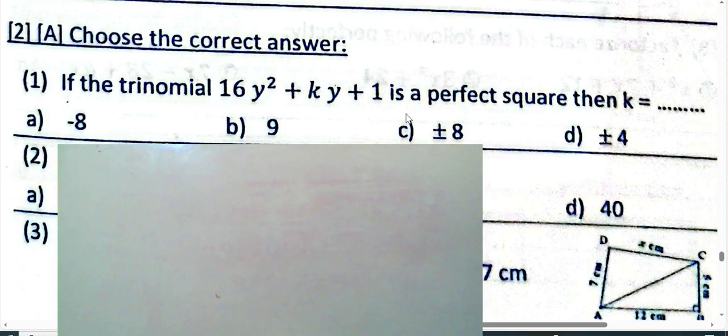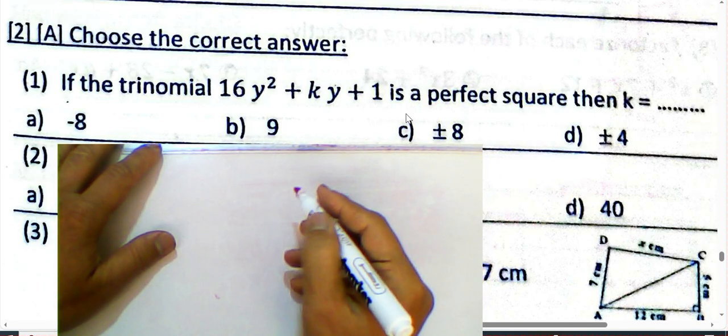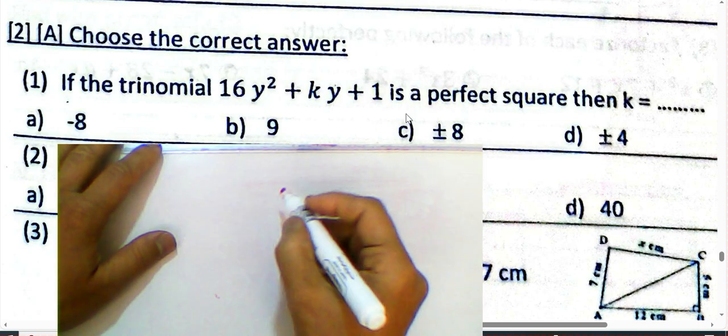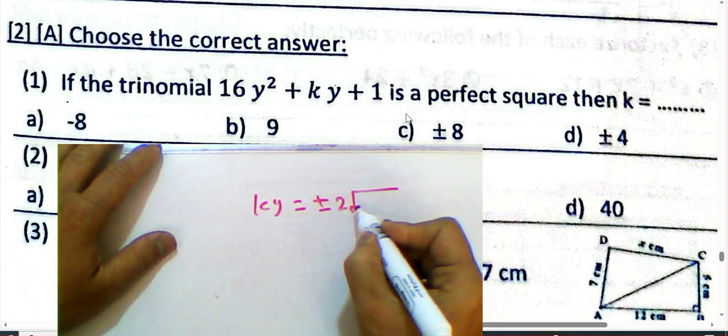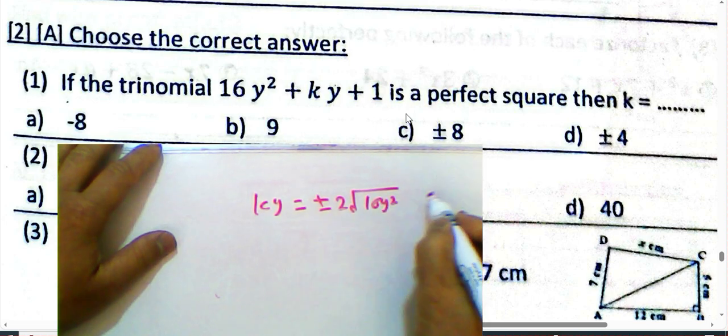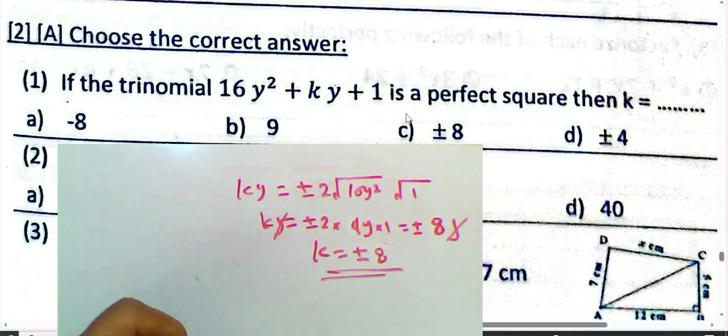Next question, choose the correct answer. The trinomial is a perfect square; find the value of k. K here lies in the middle. Then k y equals positive or negative 2 times the square root of the first and the square root of the third. You can write this method to find the answer. Then the answer will be letter C.